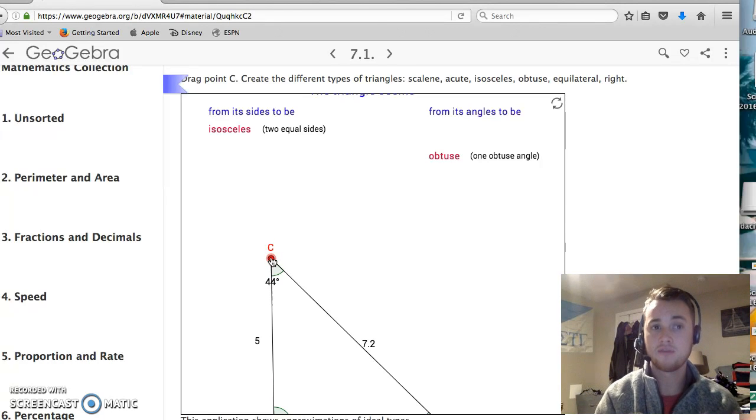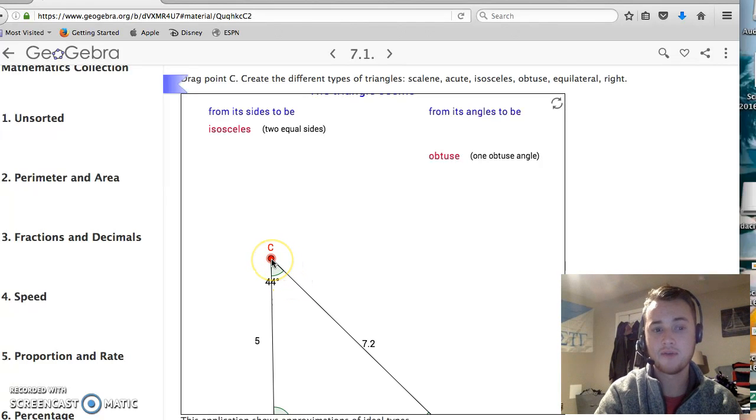So now that we have learned some different angles and we played around with our triangle tool, I'd like you to take some time and play around with the tool and try to create as many different types of triangles as you can, okay? So I want you to be able to do a scalene, acute, isosceles, obtuse, equilateral. I want to see all of that thrown out, okay?